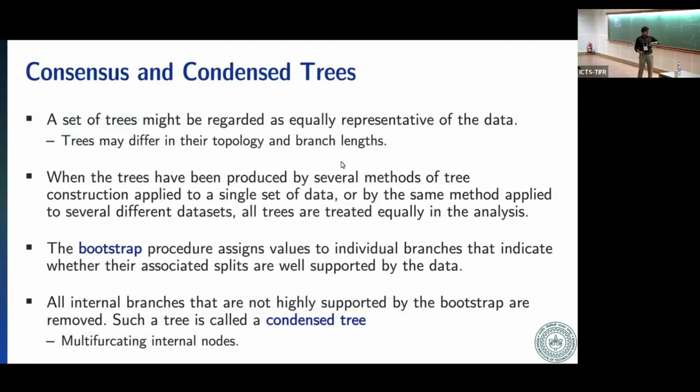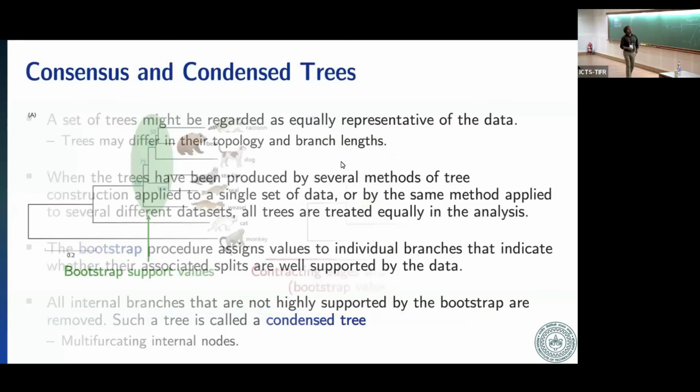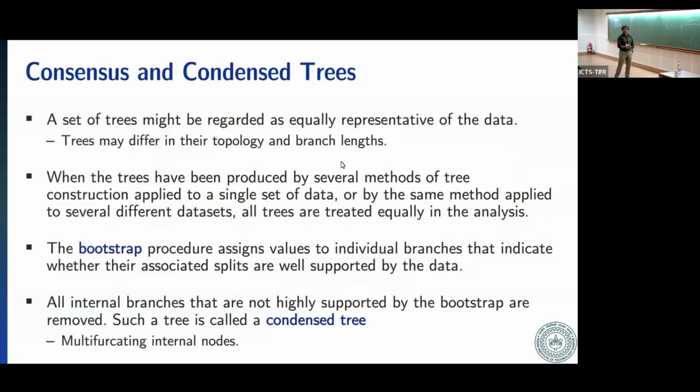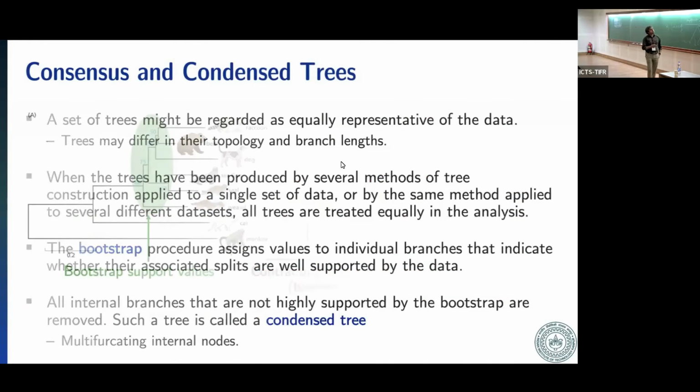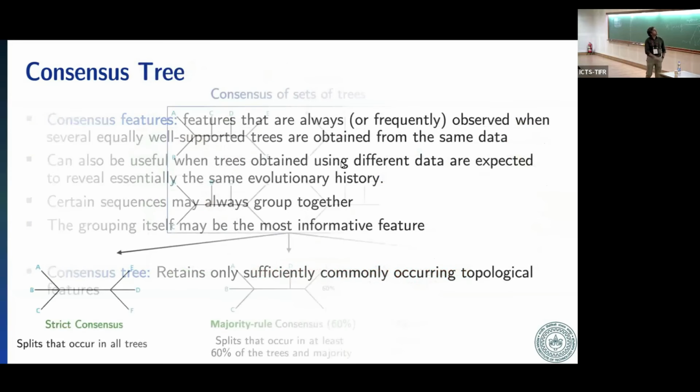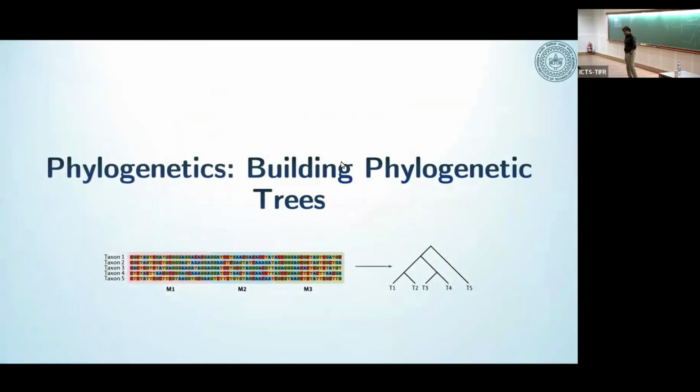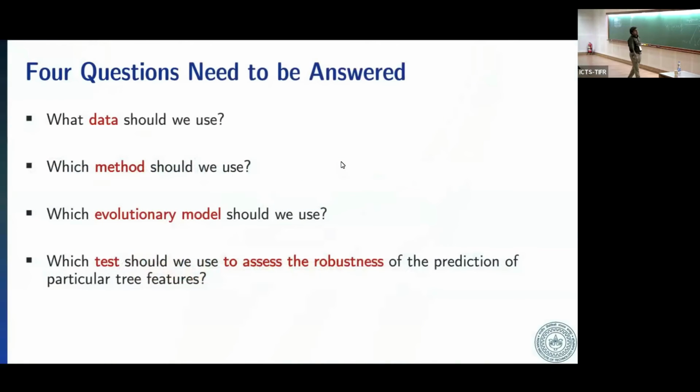So for the sake of time, I am going to move over this part where we talk about consensus or condensed trees. If time permits, we'll come back to this. But now I will move on to how to really reconstruct this kind of phylogenetic trees. Before that, if there is any question, please feel free to ask. If not, then we'll get started with the approaches for phylogenetic tree reconstruction.